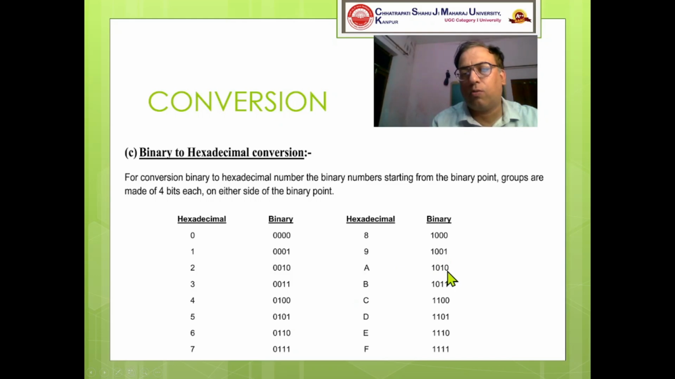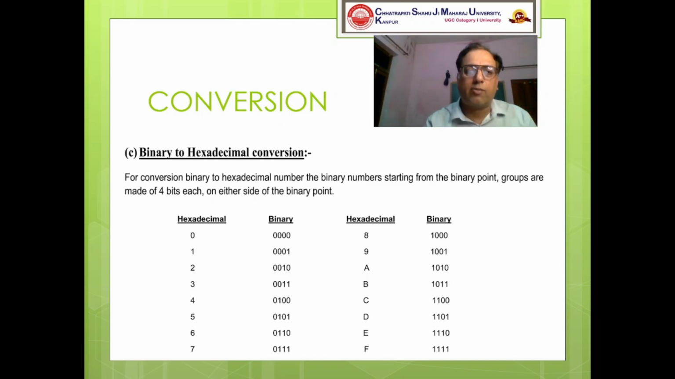For 1010, whose decimal equivalent is 10, in the hexadecimal case it is A, then B, then C, then D, then E, then F. So these are the 4-bit binary equivalents of hexadecimal numbers. Using this as your base, you will now convert the entire binary number into a hexadecimal number by taking groups of 4 bits and writing the equivalent hexadecimal digit.